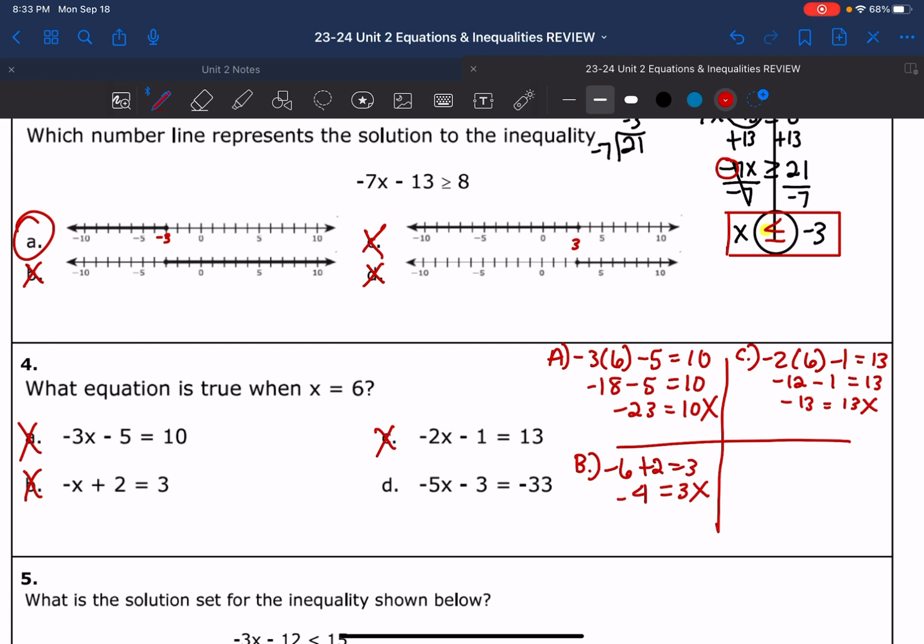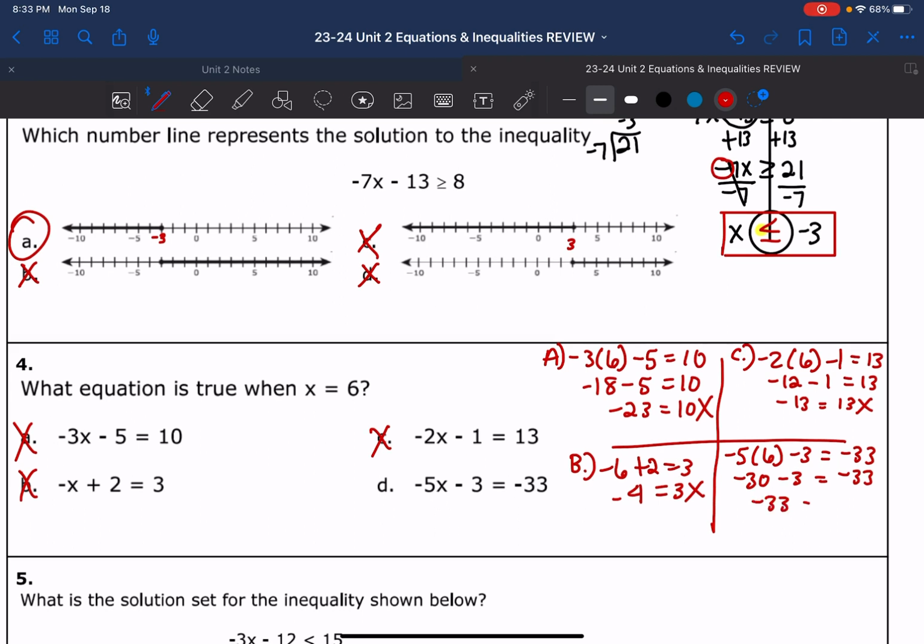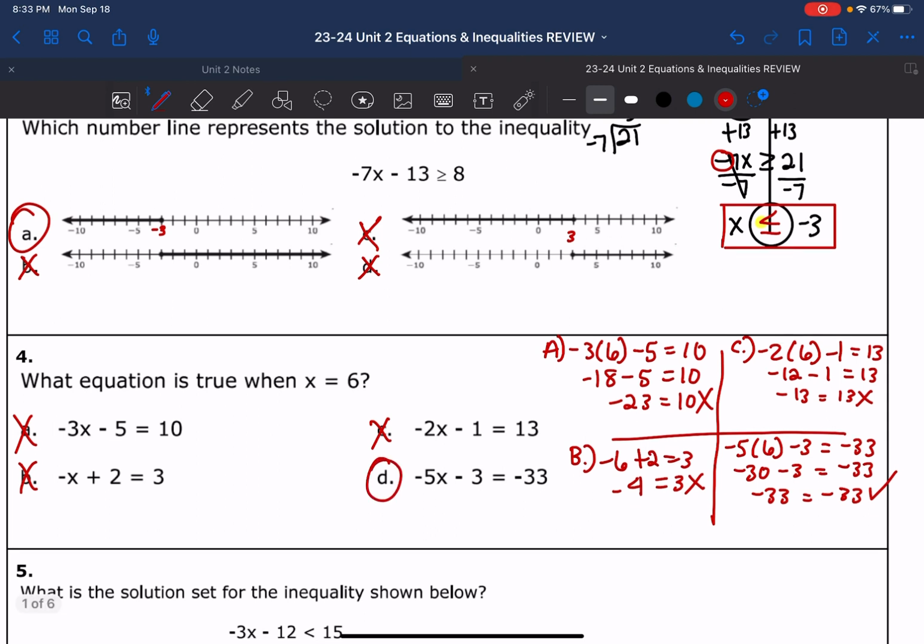Okay. Now let's just check to make sure we did all our work right. We have negative 5 times 6 minus 3 is equal to negative 33. So here I have negative 5 times positive 6. That's going to give me a negative 30. And then here, I know that I have two negatives, so we're going to add and keep the sign. So that would be negative 33 is equal to negative 33. That checks out, so D is our answer. Okay, pause if you need to.